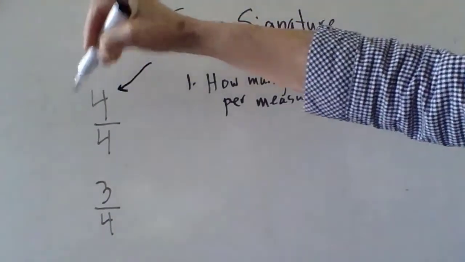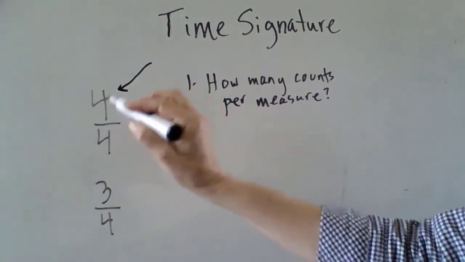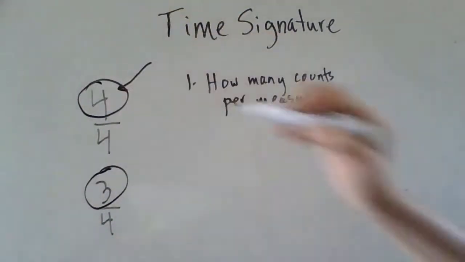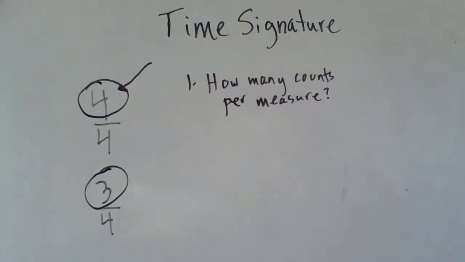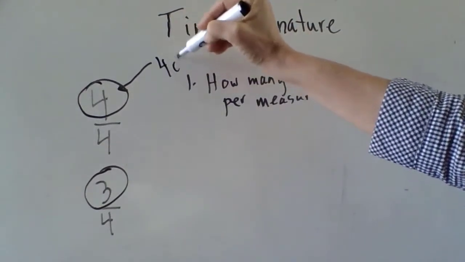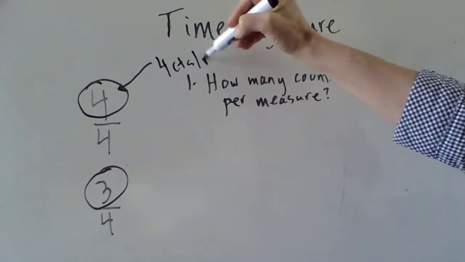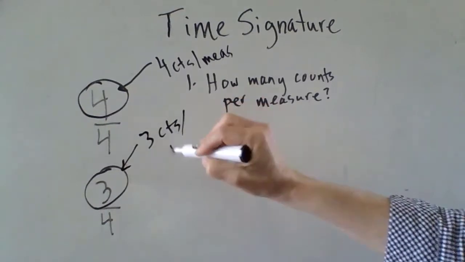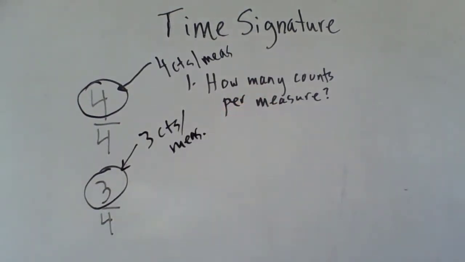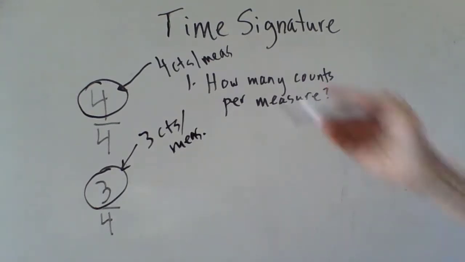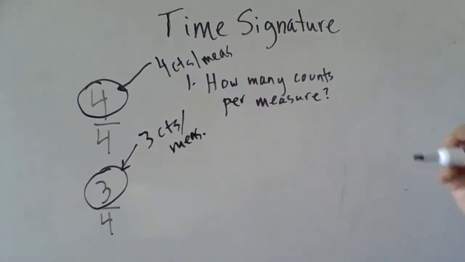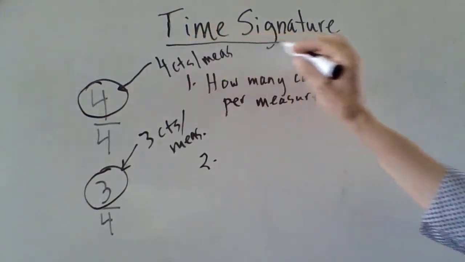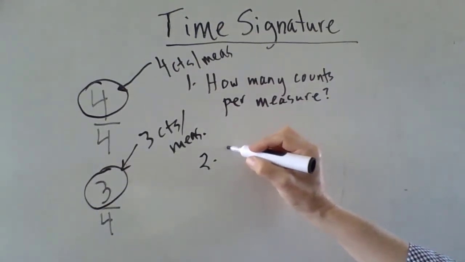So the time signature is this fractional number here. The top number in each case, 4 and 3. So 4/4 and 3/4 are the two time signatures we usually learn first. This would be 4 counts per measure. And this one is 3 counts per measure. And there are other types of time signature, but these are the two most common and the ones that we learned first. The second piece of information that you get in time signature is the note values.